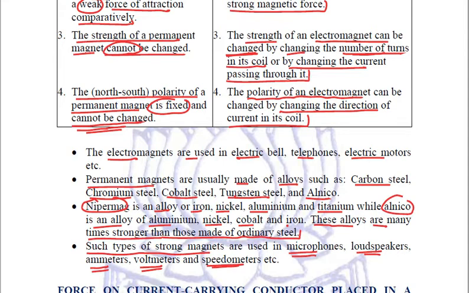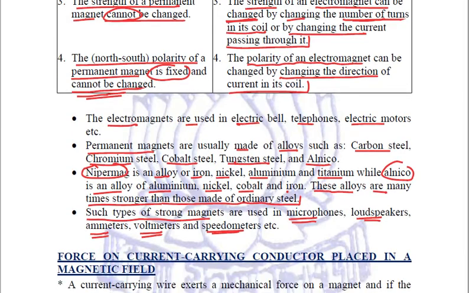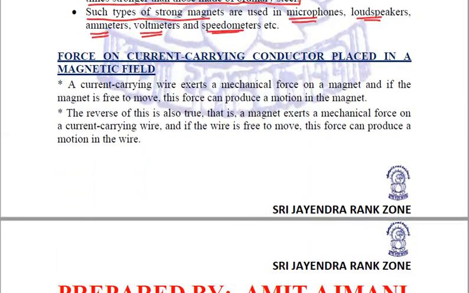Right? So this is all about our electromagnets and permanent magnets. Let us now talk about the force on a current carrying conductor placed in a magnetic field. A current carrying wire or a current carrying conductor exerts a mechanical force on a magnet, and if the magnet is free to move, then this force can produce a motion in the magnet.